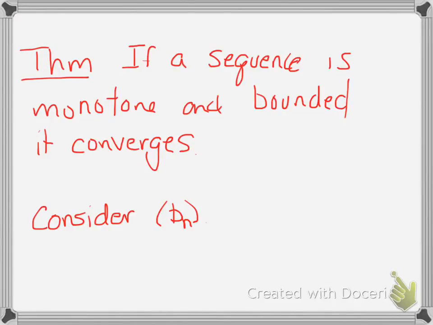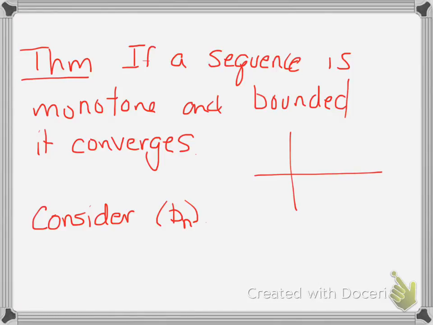So I want to talk for a little bit about this theorem which you guys are proving in your homework, which says if a sequence is monotone and bounded, it converges. So this means that if a sequence is always increasing or always decreasing, then it has to be bounded. So the idea would be something like this.